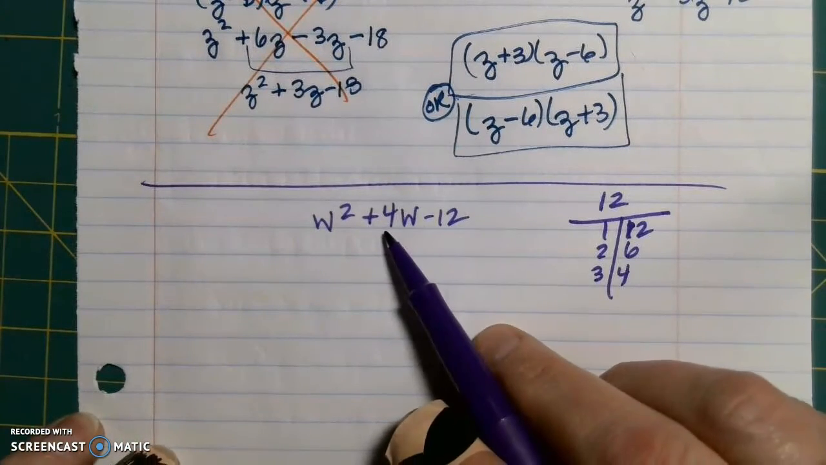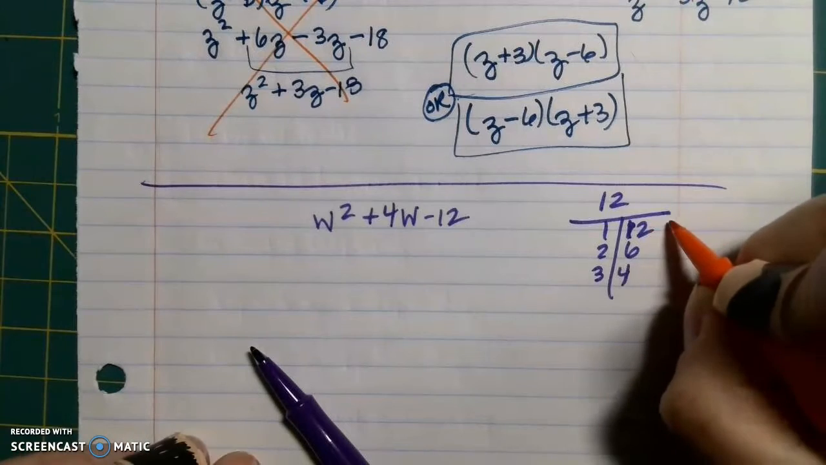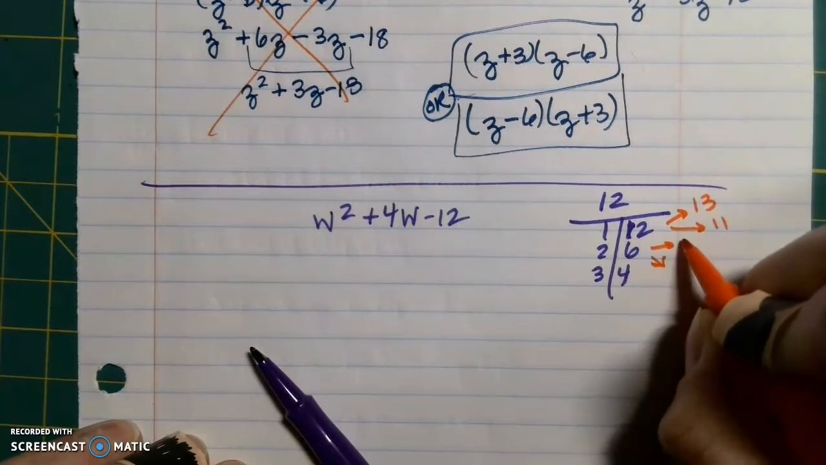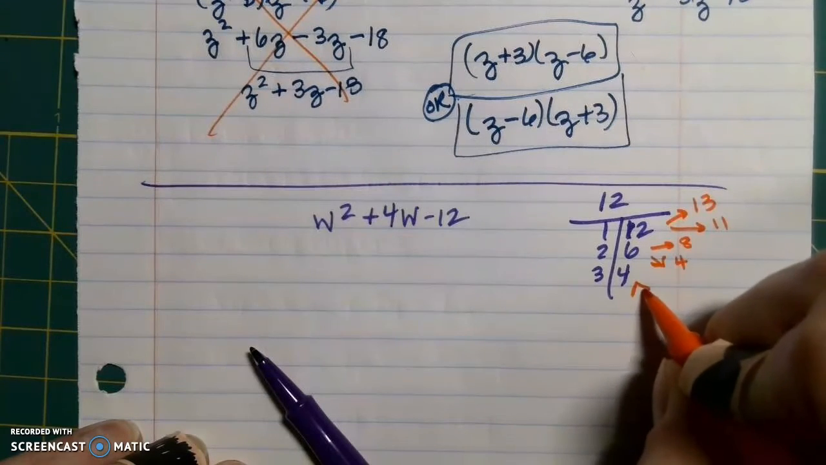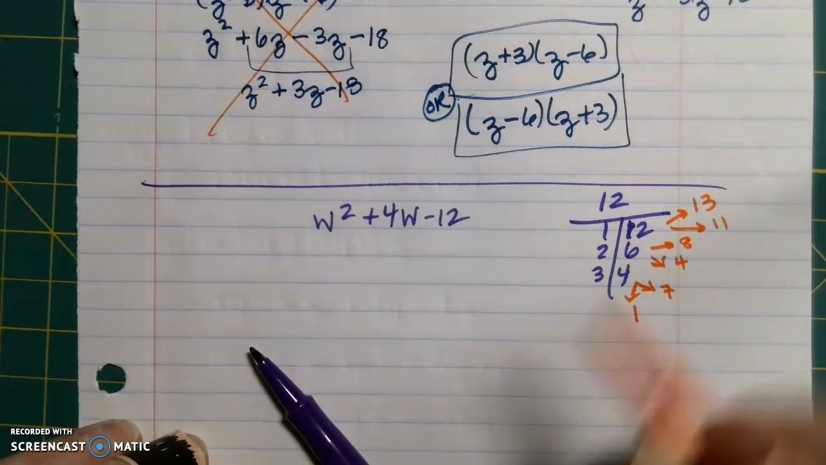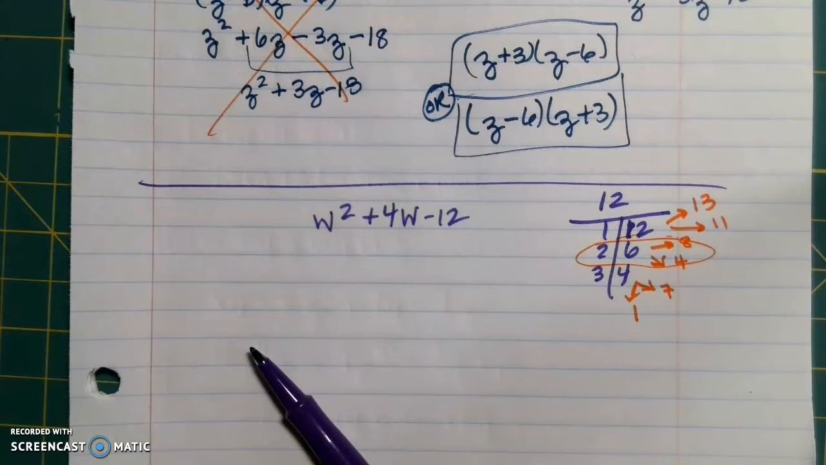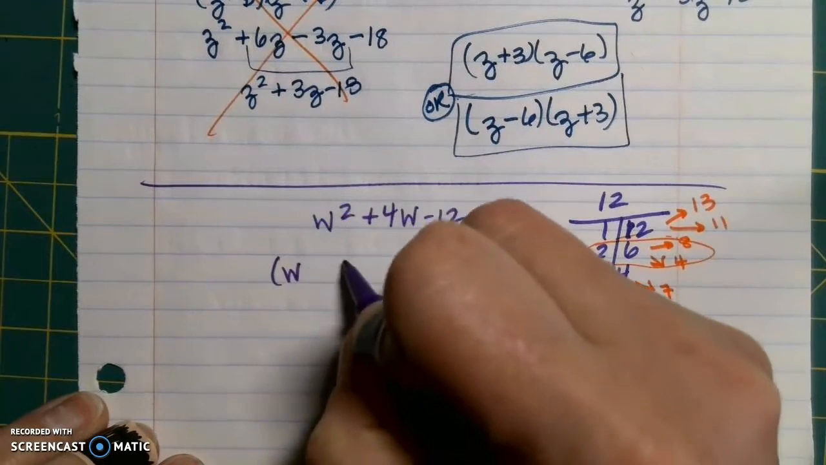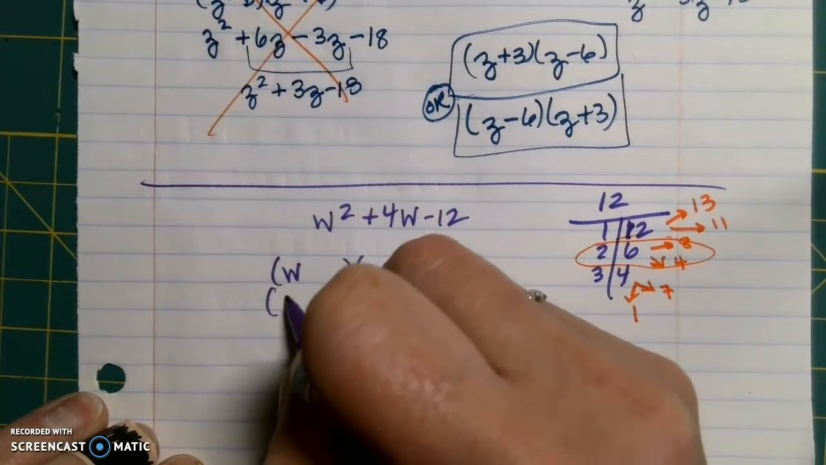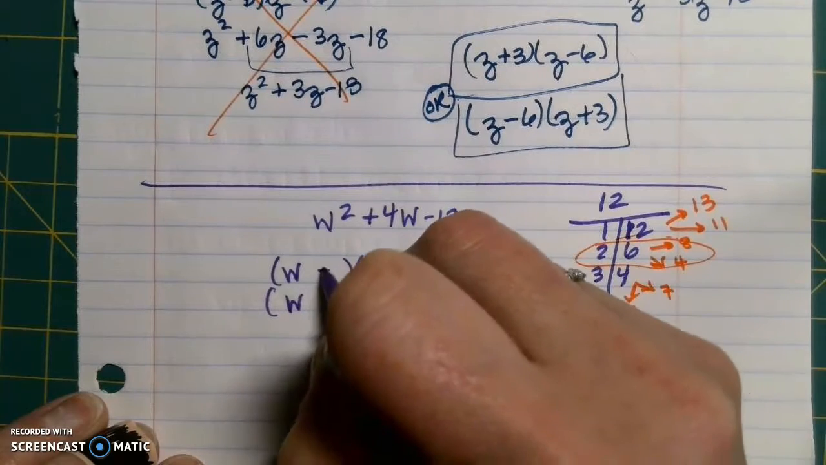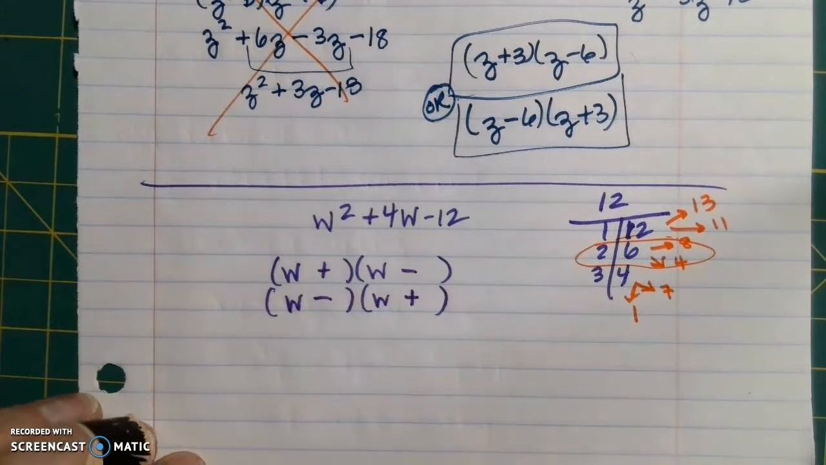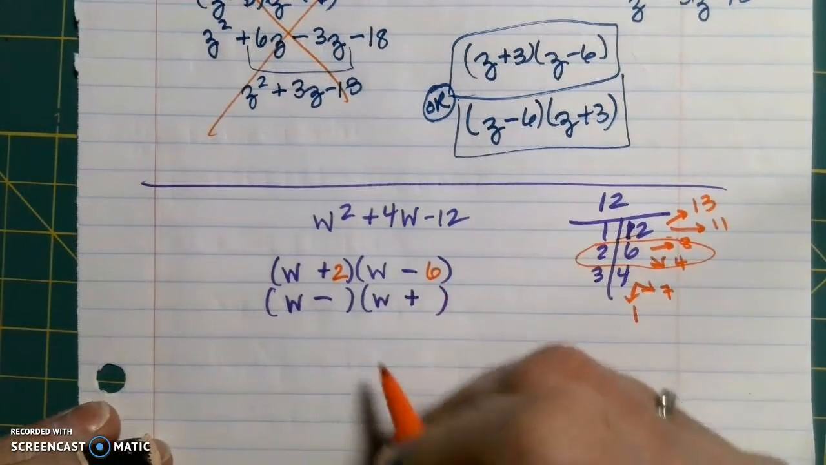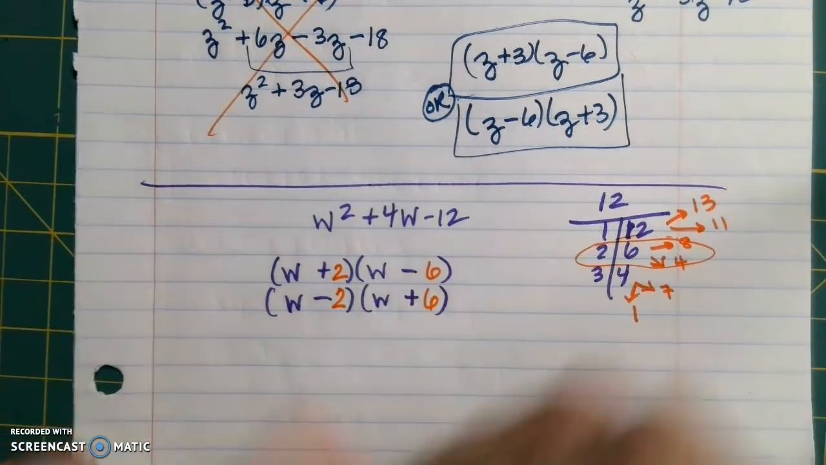All right, so we want to have 4 for our middle term. So for 1 and 12, we're either going to get 13 or 11. 2 and 6, we either get 8 or 4. And then 3 and 4, we either get the 7 or the 1. So that's going to lead us to taking the 2 and 6, because that will help us to get the 4 as the middle term. So we're going to have plus, and then plugging in the 2 and 6. So we're either adding 2 and subtracting 6, or we are subtracting 2 and adding 6.